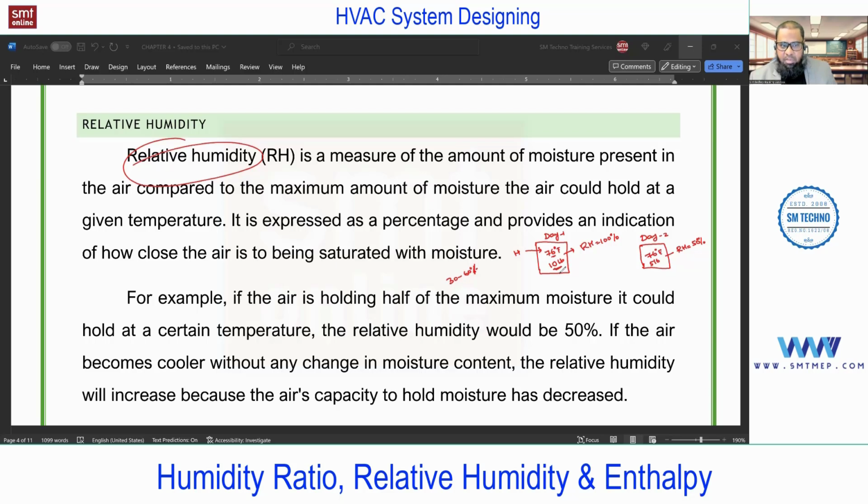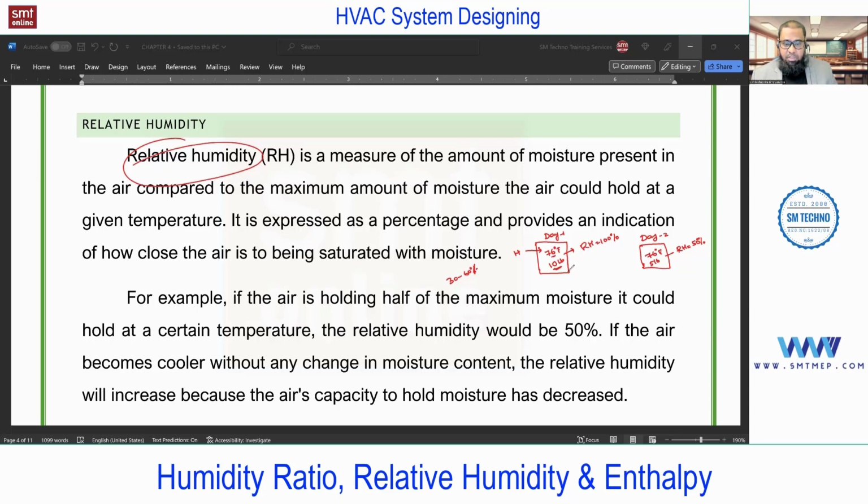But relative humidity means we are comparing with what? With the saturated condition at the same temperature. This is an important point. Do not compare with a different temperature, because a different temperature means the holding capacity of moisture will vary. At the same temperature, if you compare the moisture level, that comparison is nothing but relative humidity.